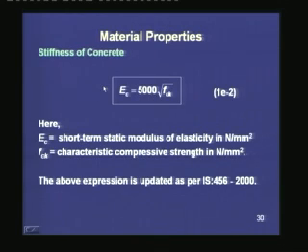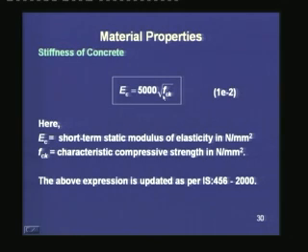Now, this modulus is expressed in terms of the characteristic strength by this expression: Ec is equal to 5000 root fck, where Ec is the short term static modulus of elasticity and fck is the characteristic compressive strength, both in Newton per millimeter square. Remember that here we are using the characteristic strength.